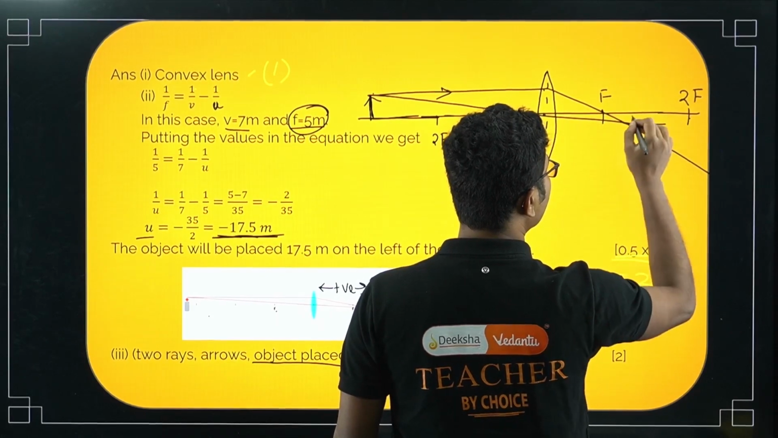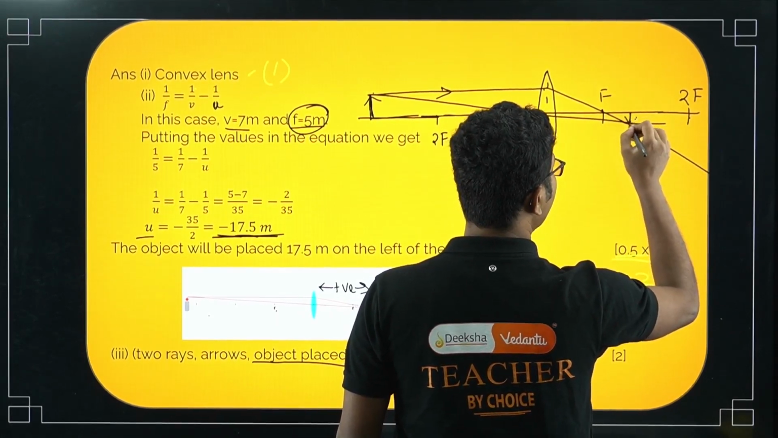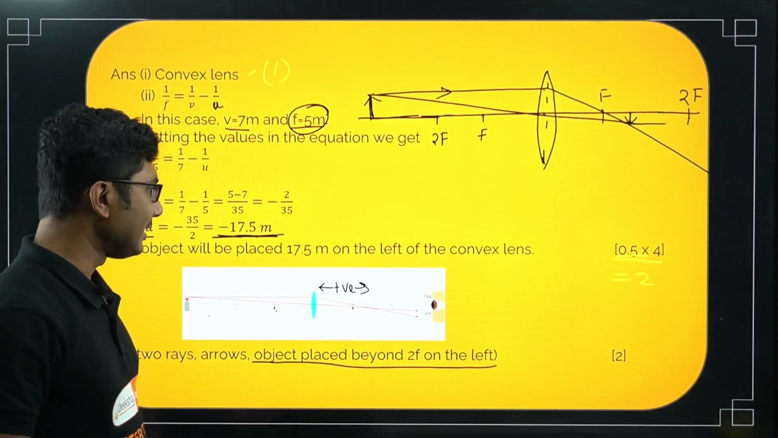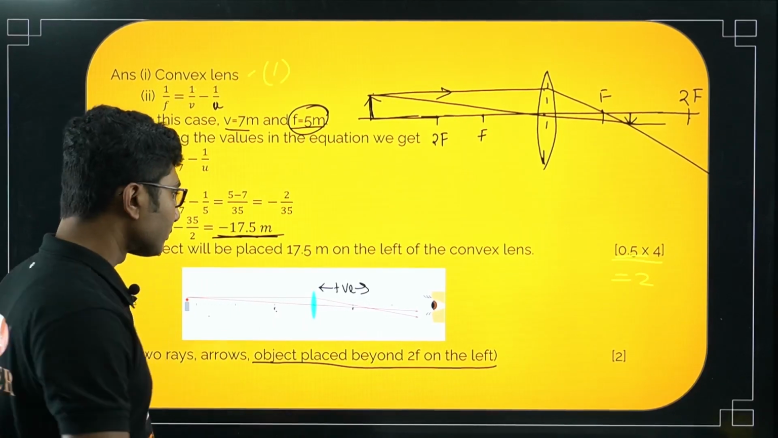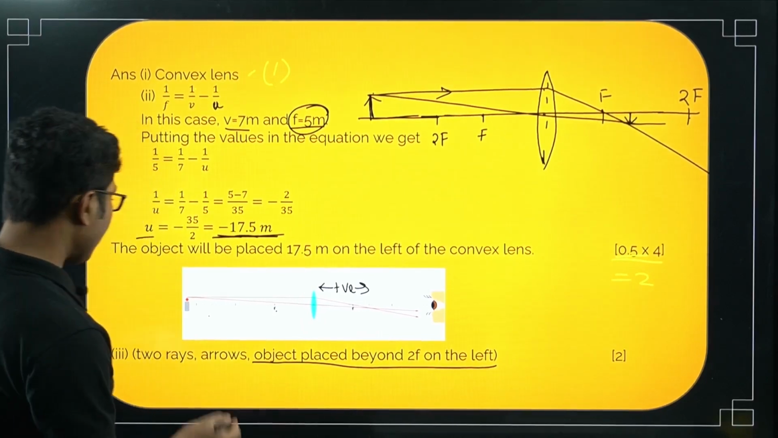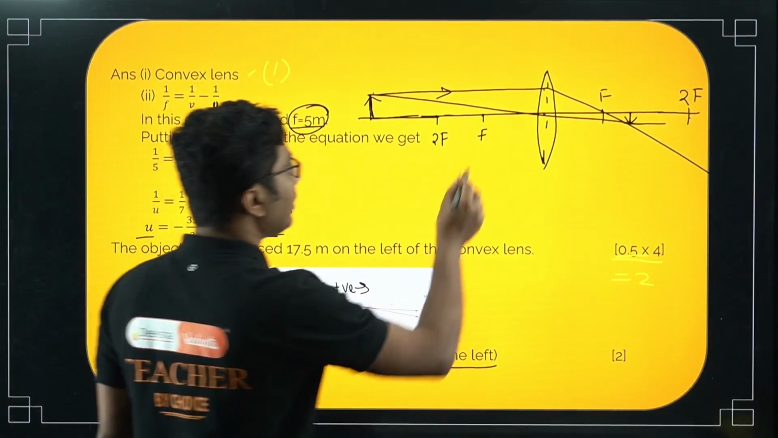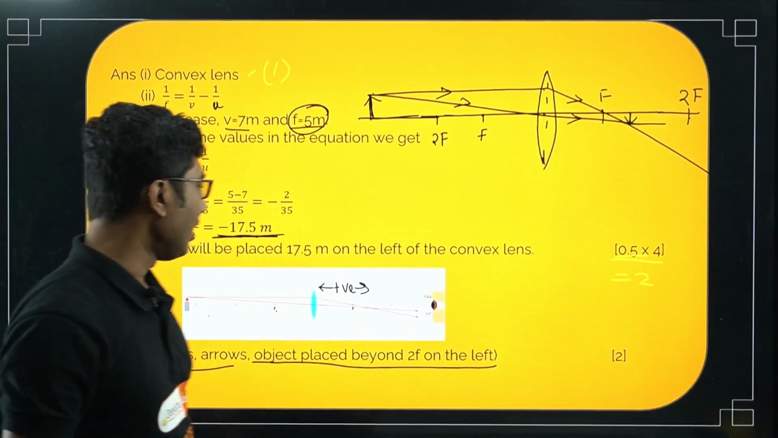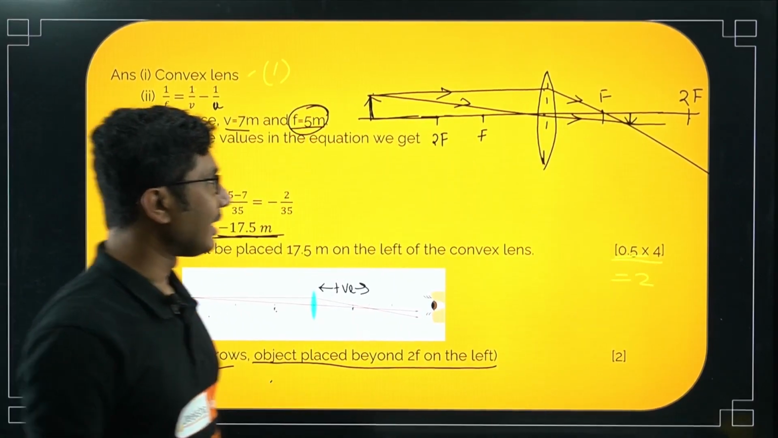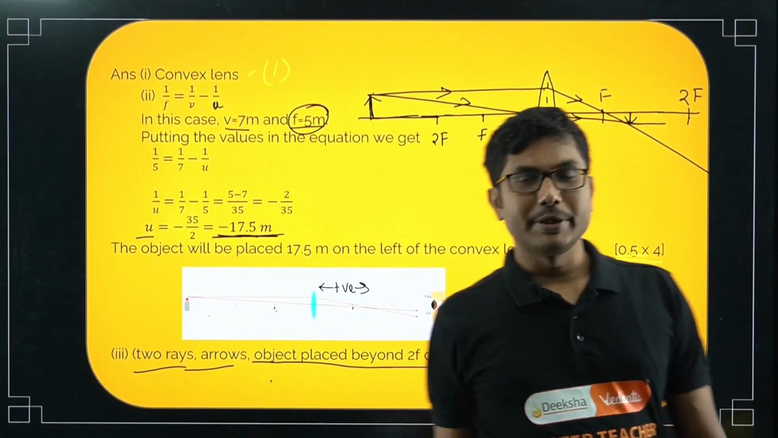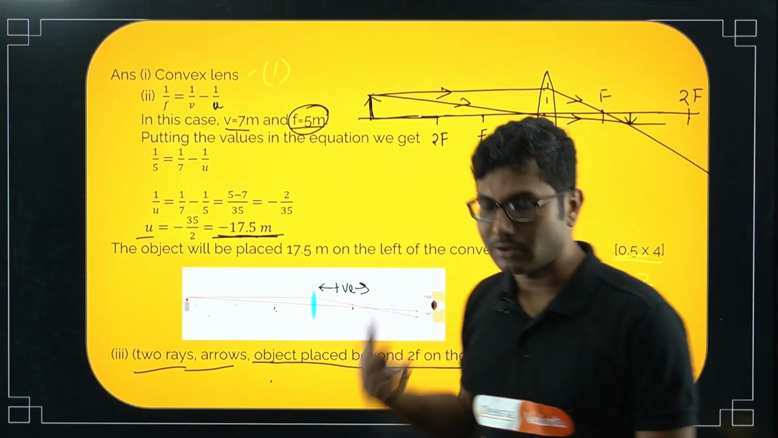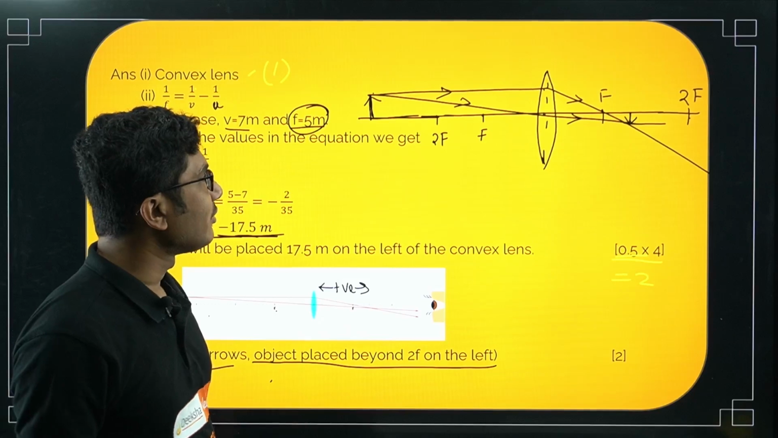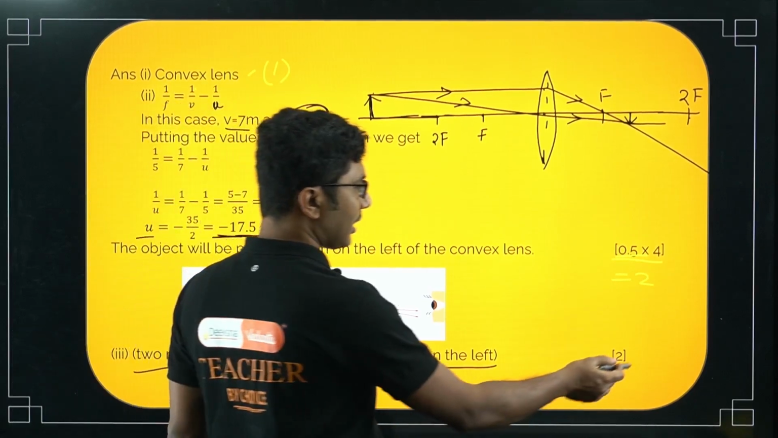Very important: it will form between f and 2f, and it will be diminished. So these are the main things you have to be careful about. 2 rays, arrows, and the object must be placed beyond 2f on the left, and the image must be formed between f and 2f. They have skipped that, but it is also very important. These are the 3 parts you have to be careful about to get the 2 marks.